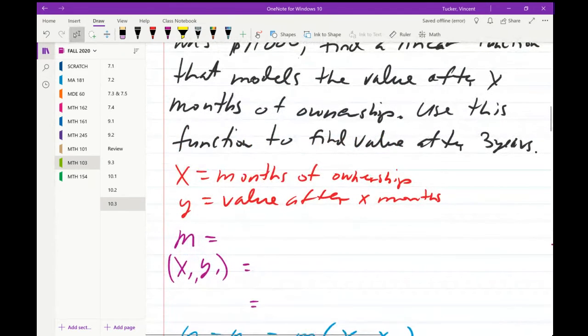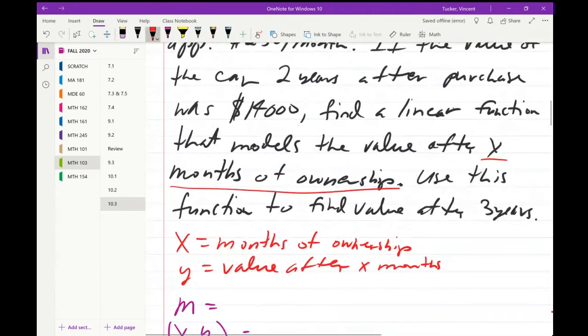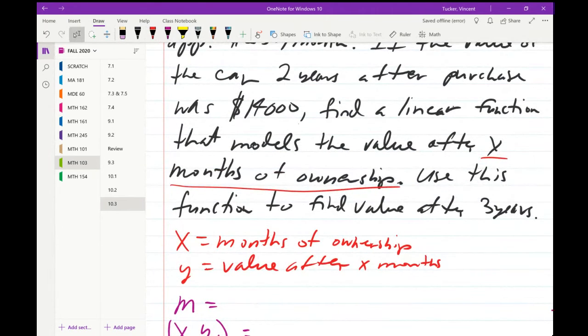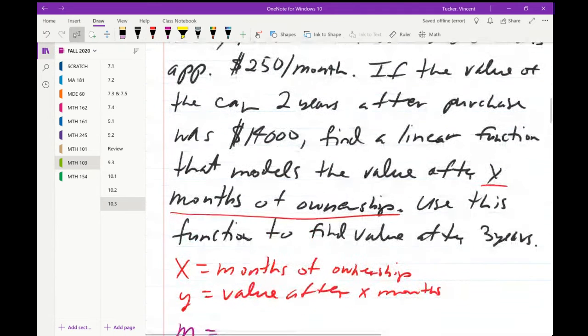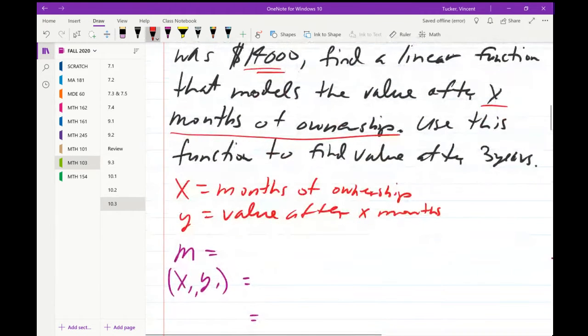All right, so let's look at our setup first. They tell us that x is months after ownership. So it means our y has to be the value after x months. So they give us 2 years initially, and then after purchase, it was $14,000.